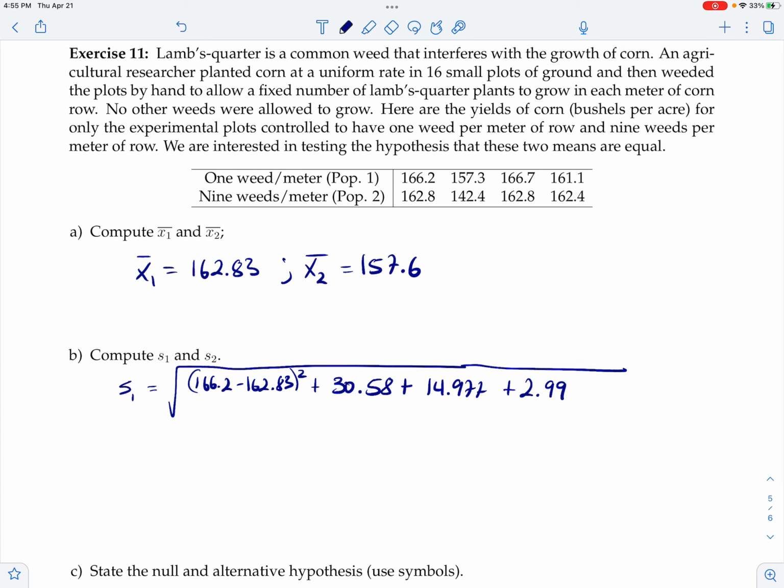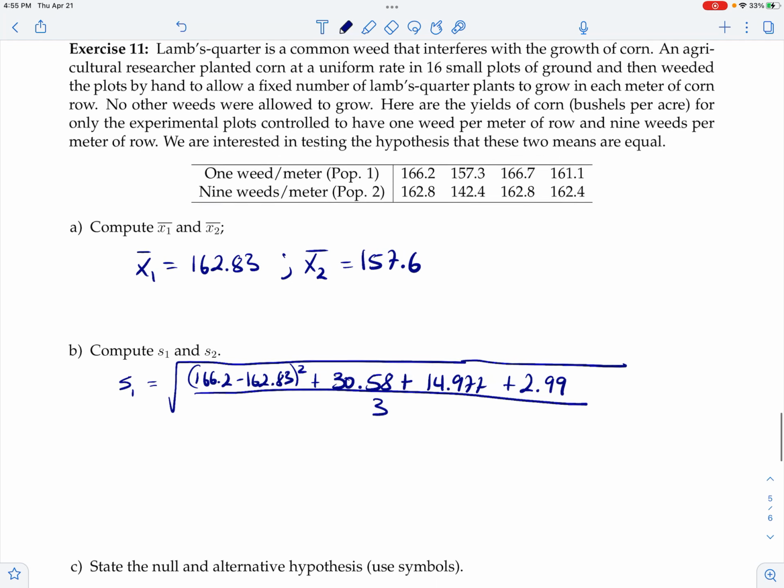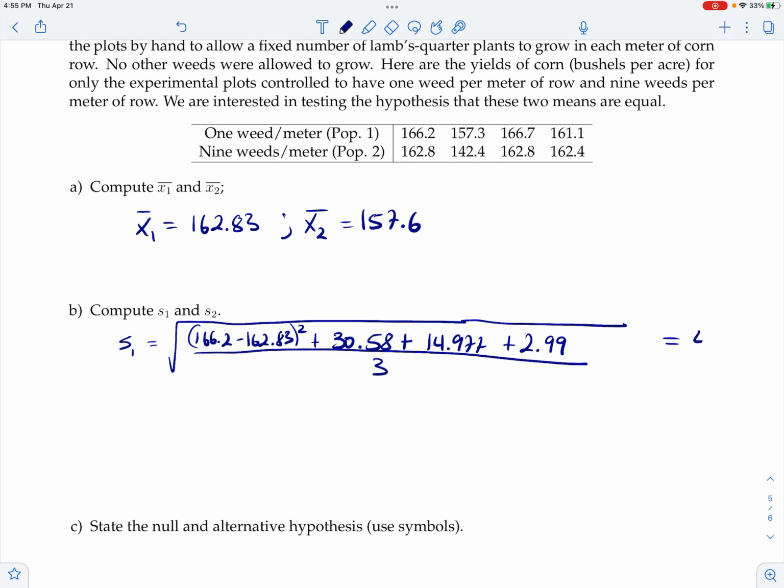Take that difference and square it on each one of those, and then you divide by the number of data points, subtract 1, so you divide by 3, all under the radical, and you'll end up with 4.469. That's the first standard deviation. The second standard deviation is 10.135.